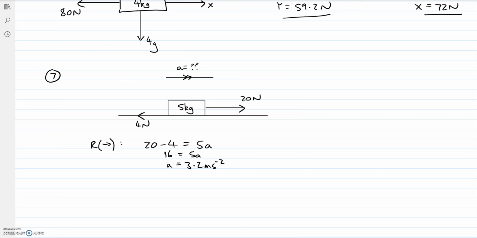Okay, hopefully that makes sense. 20 newtons acting right. As far as we know, with only 4 newtons acting left, there might be some sort of air resistance and things like that, but we're discounting all that for now, and most of the time we will do. So that means the overall force from left to right is 16 newtons, and that will be mass times acceleration, 5 times A, which is how we get our 3.2. So this is part A.